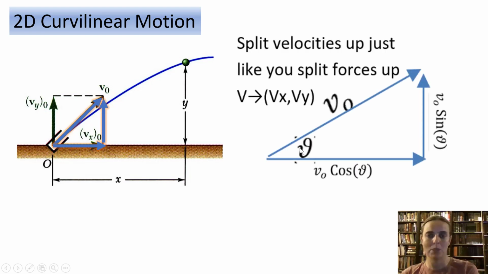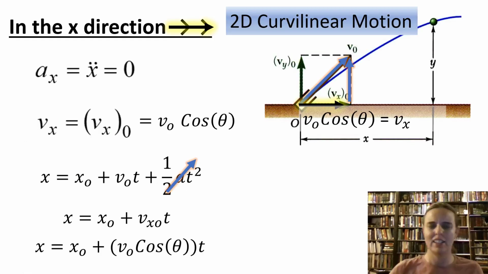SOHCAHTOA, right? So you have some angle. X is the cosine, that's the adjacent side, and y is over here, that's the opposite side, sine. So it's just a vector. Everything you did with vectors in statics and breaking forces into x and y components, we're going to do the same thing in dynamics, breaking velocities into x and y components.